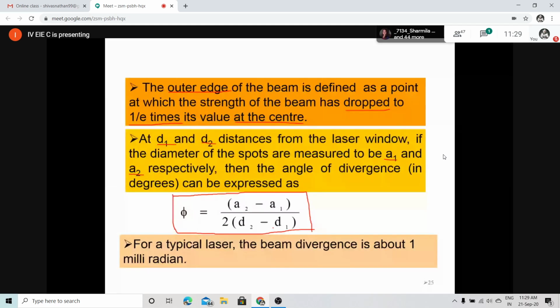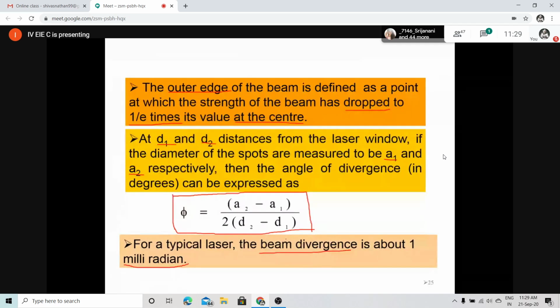For a typical laser beam, the beam divergence will be around 1 milliradian. So that is what you need to understand here. My beam divergence is going to be in the range of what? It is going to be in the range of 1 milliradian. Think about that, 1 milliradian is very small, and that is how directional and less divergent the laser beam is.